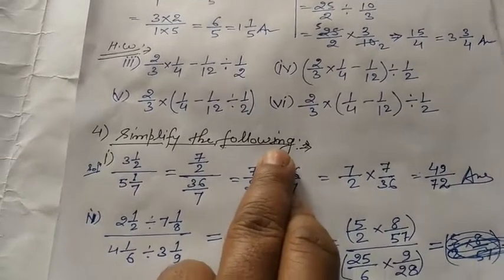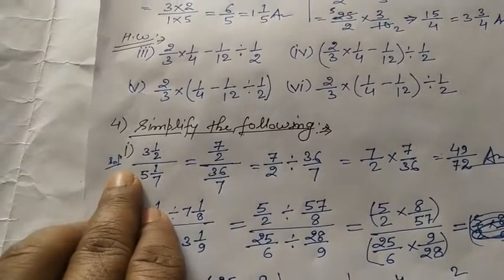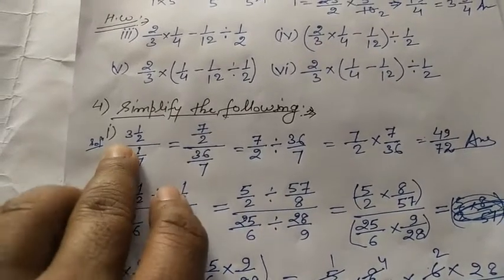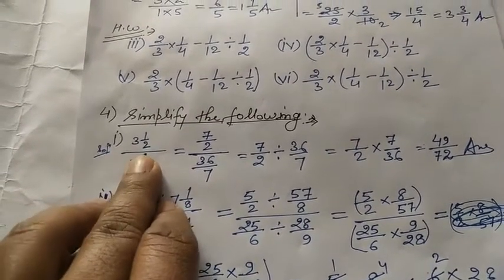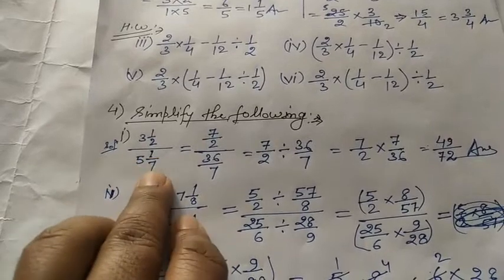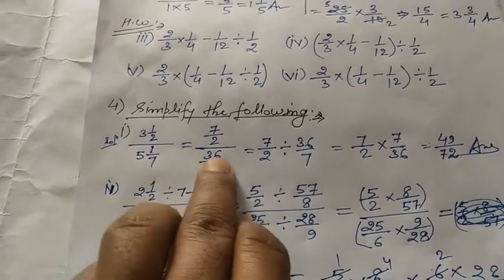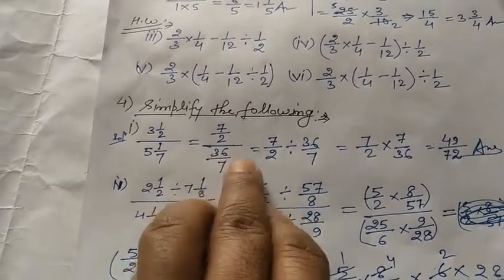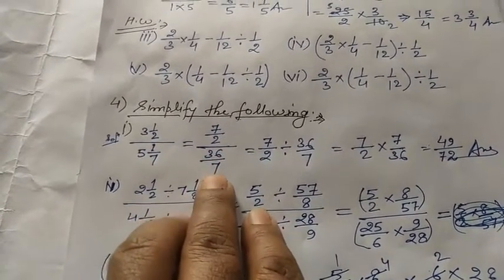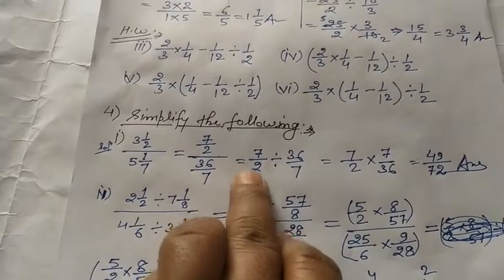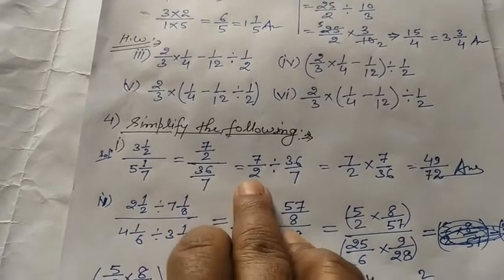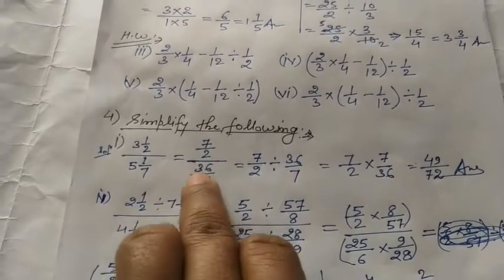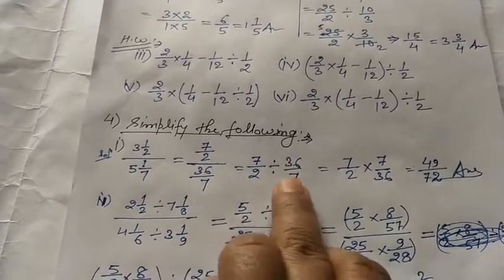Simplify the following. The first question is 3 whole 1 by 2 divided by 5 whole 1 by 7. We have to change into improper fractions. This gives 7 by 2 divided by 36 by 7. This can also be written as 7 by 2 divided by 36 by 7, just as I have written in this form.